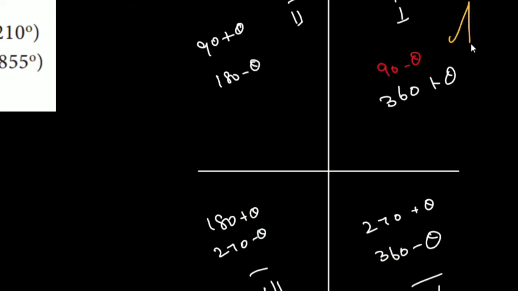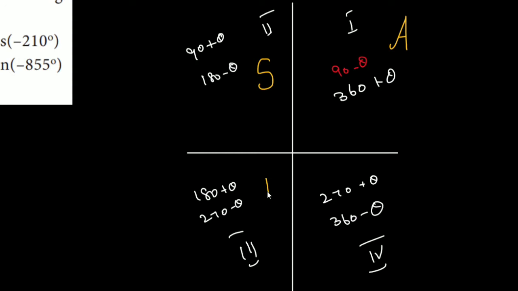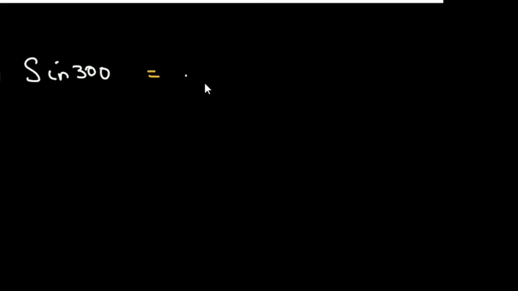which ratio is positive. First quadrant, all the ratios are positive. Second quadrant, only sine and cosec, tan and cot, cos and secant. So how do you find sine 300?